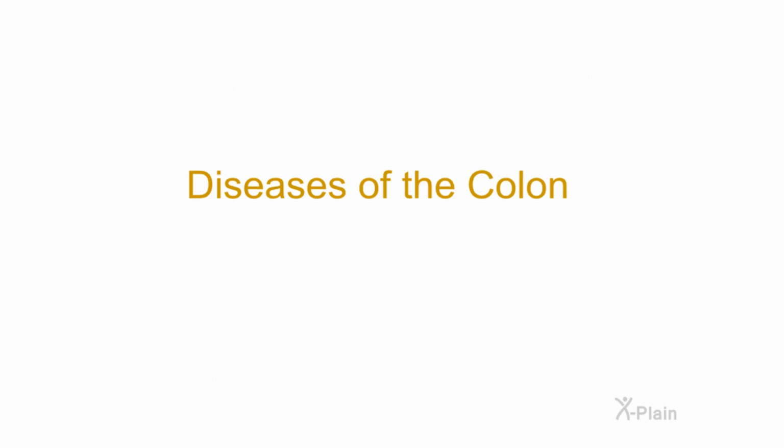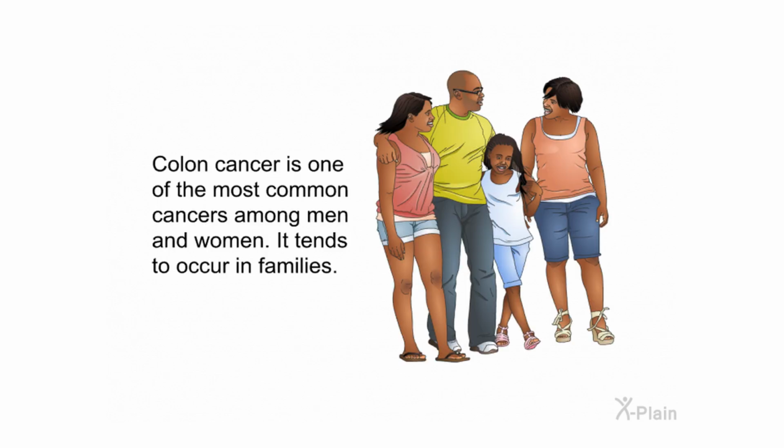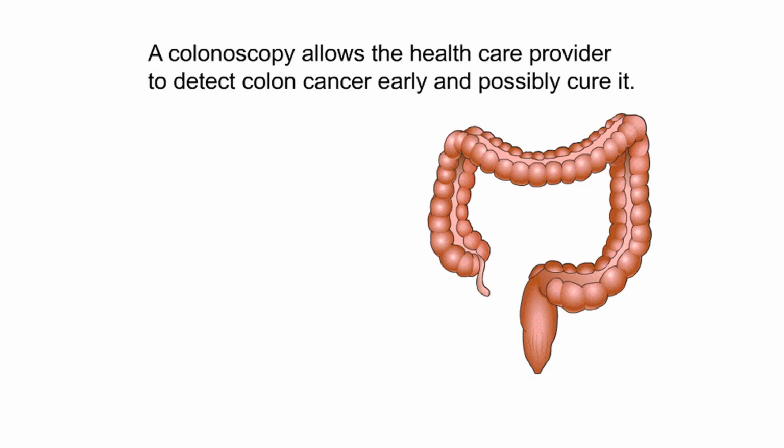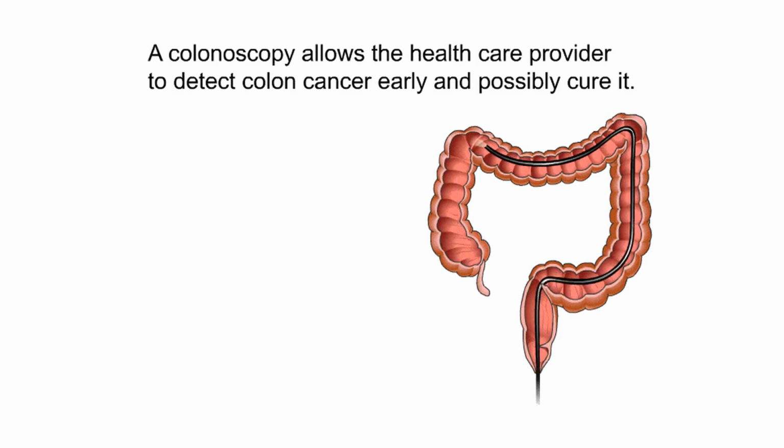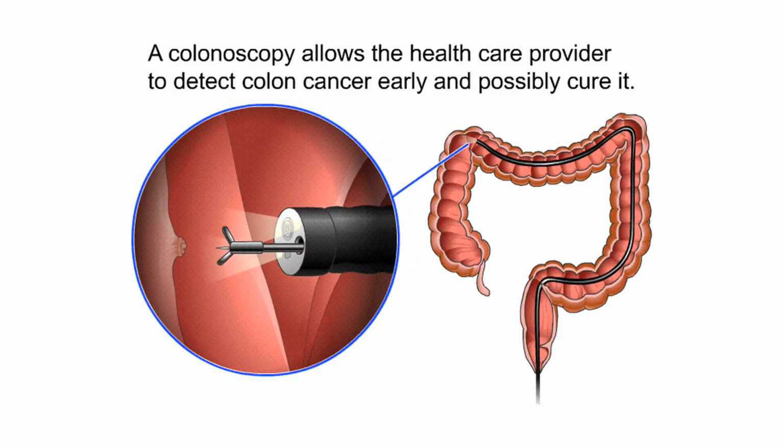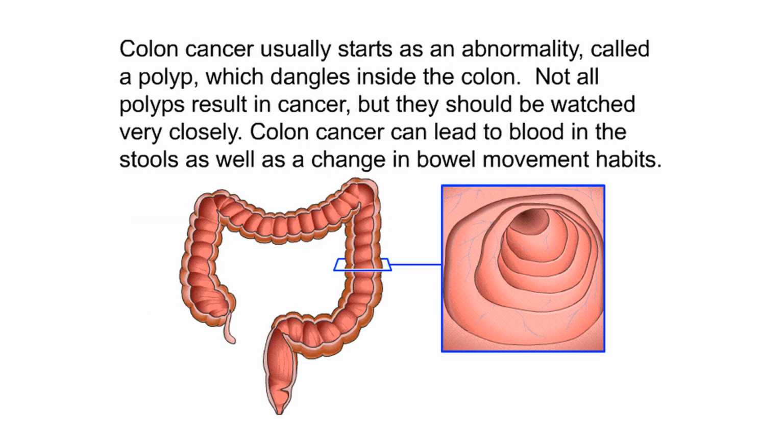Diseases of the colon. Colon cancer is one of the most common cancers among men and women. It tends to occur in families. A colonoscopy allows the healthcare provider to detect colon cancer early and possibly cure it. Colon cancer usually starts as an abnormality, called a polyp, which dangles inside the colon. Not all polyps result in cancer, but they should be watched very closely.